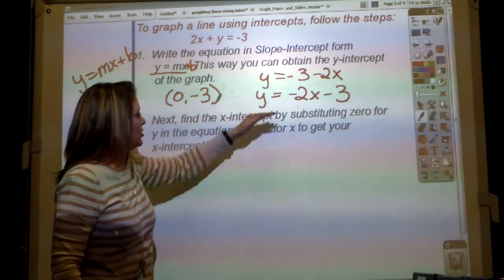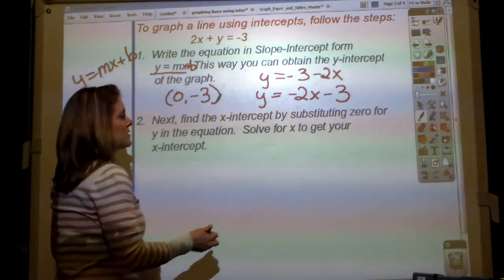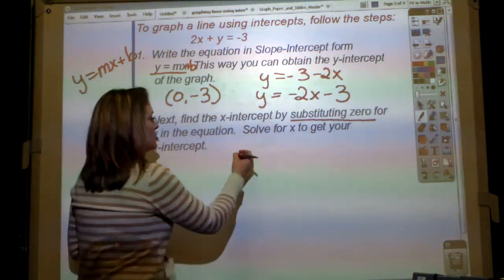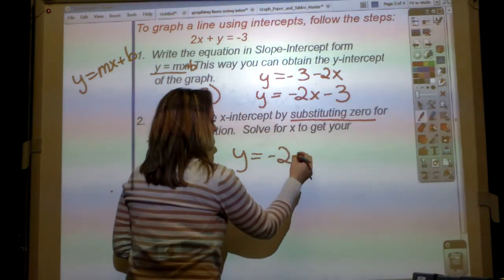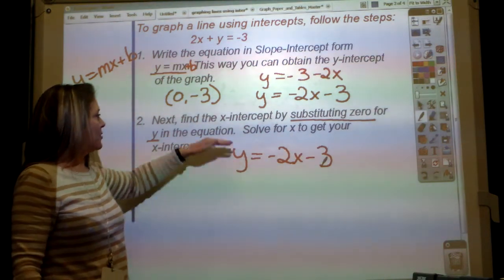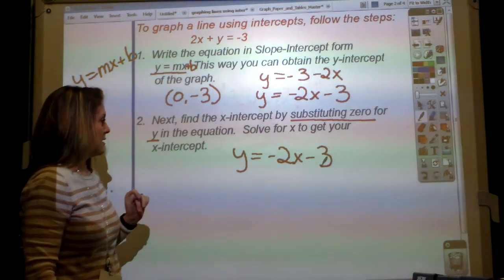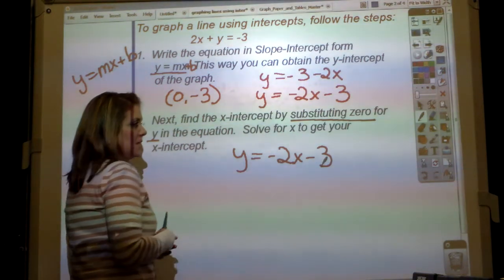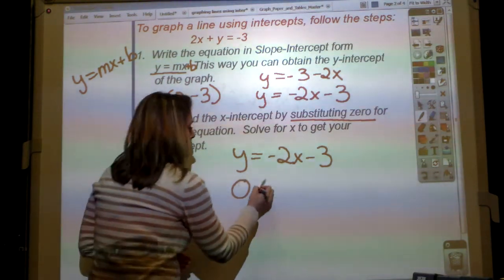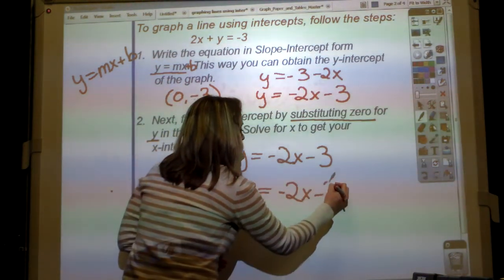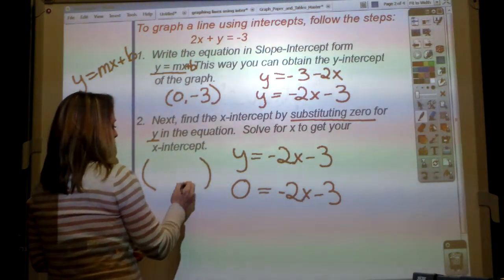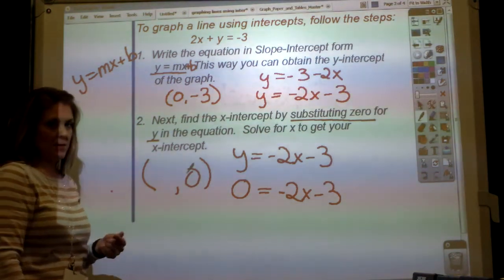Now we're going to take our equation and find the x-intercept. So we're going to substitute 0 in for y in our equation. So we're using the same equation, but now we're going to find that x-coordinate when y is 0. So now we're going to find our x-intercept ordered pair. So since for an x-intercept the y-coordinate is always 0, we can put a 0 in for y. Then we are going to solve the equation for x. That way we know what the x-intercept will be.